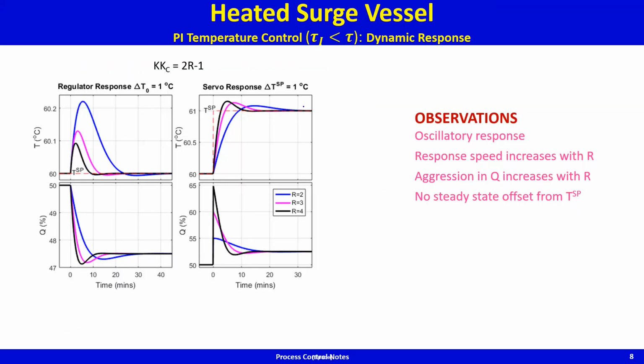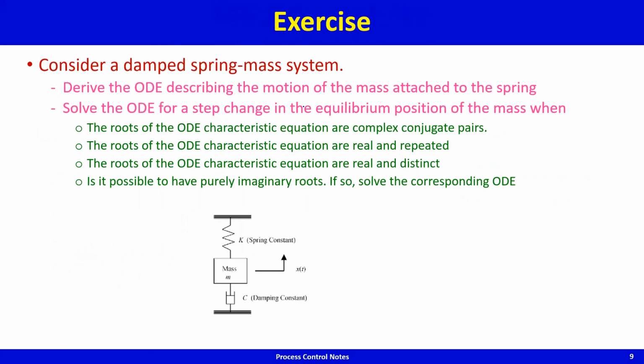Now as an exercise, what I would like you to do is consider a damped spring mass system, because you do a lot of physics. You would have done this in class 12. So derive the ordinary differential equation describing the motion of the mass attached to the spring.